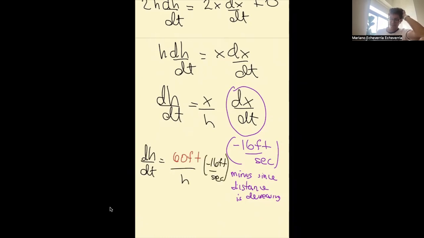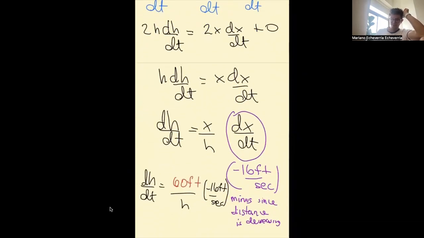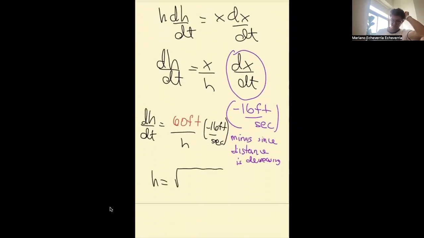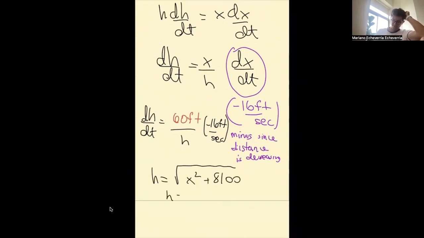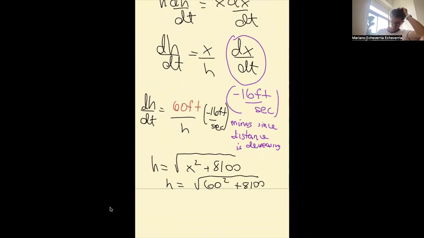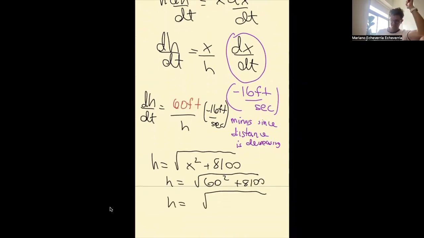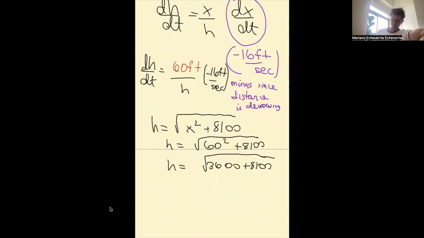And so now we just have to find what h is, but h can be found from Pythagoras theorem because h, remember, is the square root of x squared plus 8100. So that's the square root of 60 feet squared, 3600 plus 8100. You can write it like this. And, in fact, you can even pull out a 9.